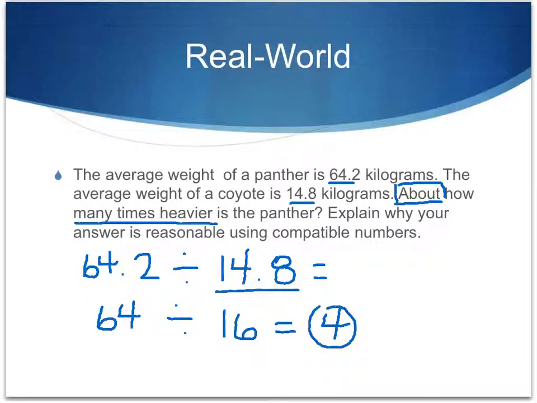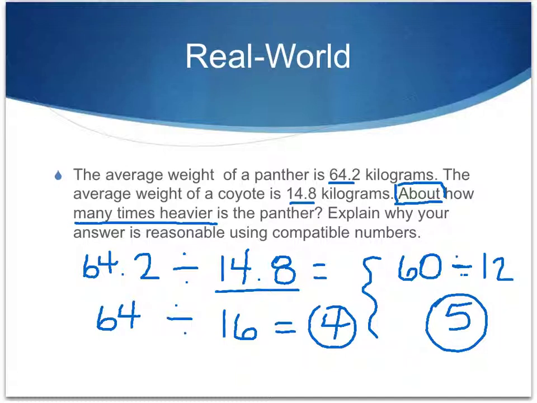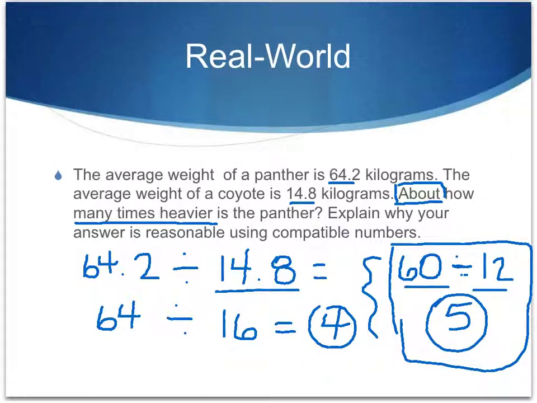Another way to go about it, if you didn't have the 16 fact down, is you could take 64, change it to 60, and then take 14 and create the number 12. 60 divided by 12 is a basic fact that we should be able to work with as a 6th grader, and we should know 12 times 5 is 60. So notice between 4 and 5, it isn't a whole lot of difference. Either answer would be good. Again, all we are wanting to do here is estimate. So I would be fine with 60 divided by 12 as your compatible numbers, which would be close enough to the actual problem of 64.2 divided by 14.8.